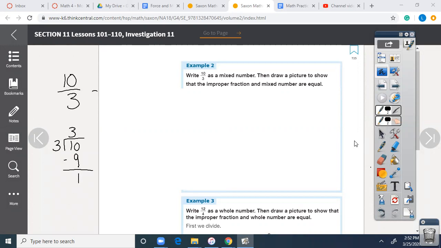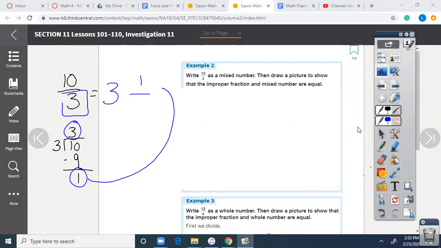Okay? So remember, this is going to equal, we're going to have a whole number and then a fraction. Our whole number is this number right here, our answer, 3. The numerator is this number that comes up here. And then this number down here comes over here. So our answer is 3 and 1/3. All right, and let's move on to example number 3.